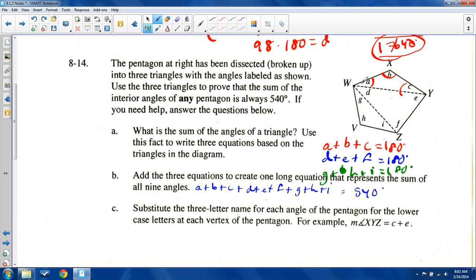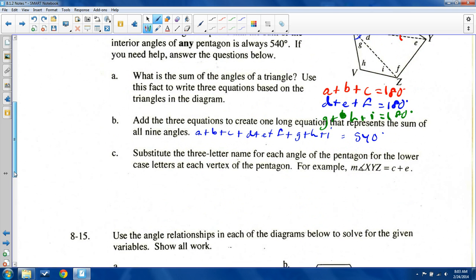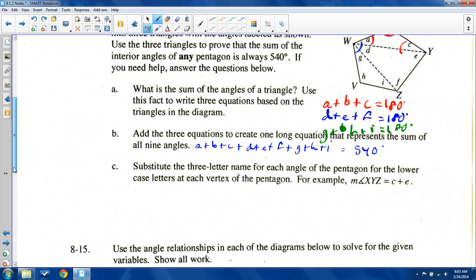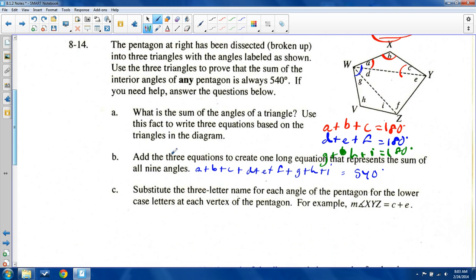Okay, but let's find each individual angle measure in terms of these letters. Like, here's angle W, or VWX, or whatever you want to call it. Substitute the 3-letter name for each angle of the pentagon, and for the lowercase letters at each vertex. For example, measure of angle XYZ, that's this guy right here, equals C plus E. Okay, and that makes sense. Here's C, here's E. That must be this angle right here. So let's do it for the other 4. I'll do it for WXY, which is the easy one, because it just equals B. Actually, same with this V right here. You could use a 1-letter assignment. Like, I could have just called this angle V.